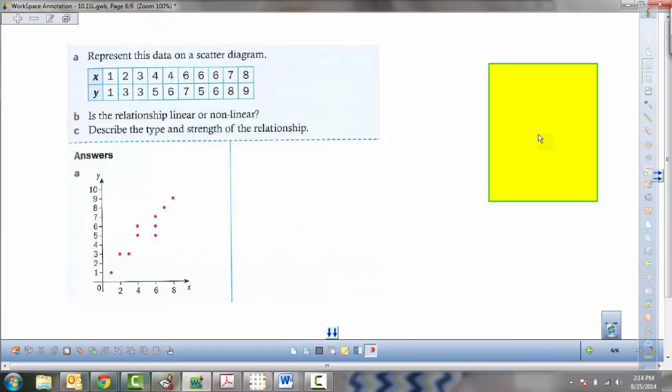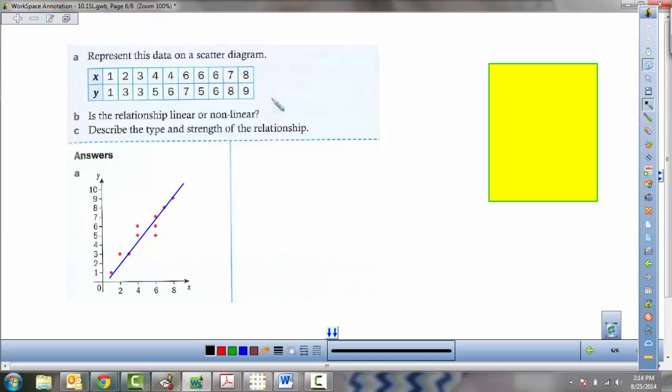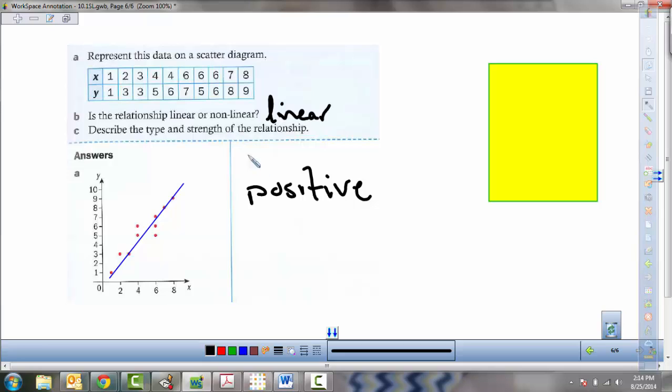So it looks like this. Is it linear? Well, if we take a straight edge and put a line running through the middle of the data, does it sort of follow that line? Are some points above, some points below? Or does it follow more of a curved pattern? And in this one, it is linear. And what type or strength of this relationship is there? Well, it's positive. And I'd say it's moderate.